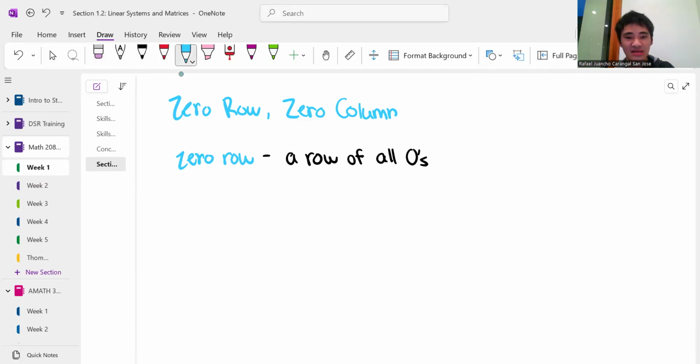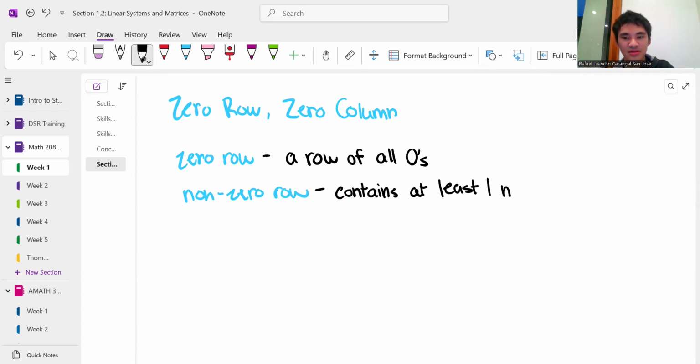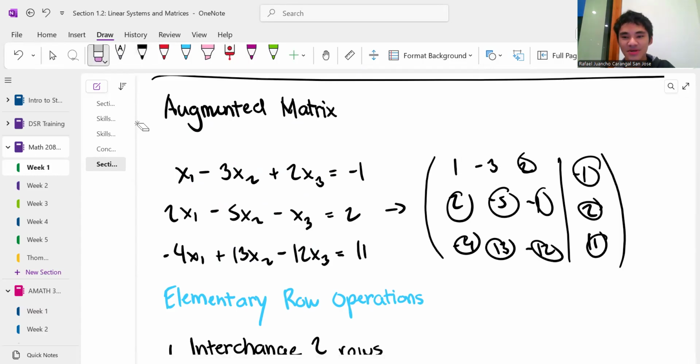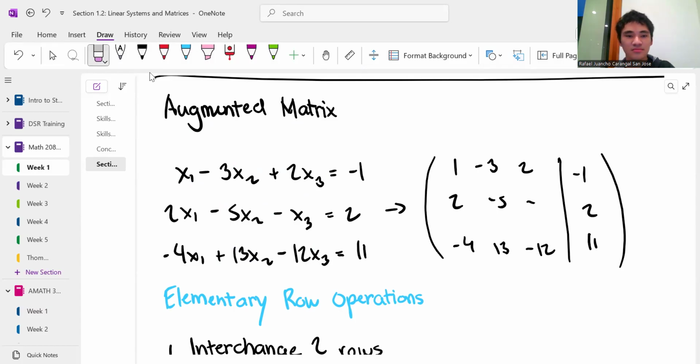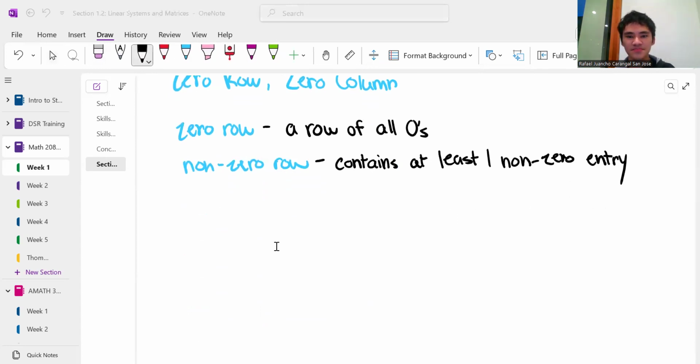So that means a non-zero row basically contains at least one non-zero entry. When we say entry, we mean these guys. This is an entry, this is an entry, and all of these are entries, right? So that's a non-zero row.